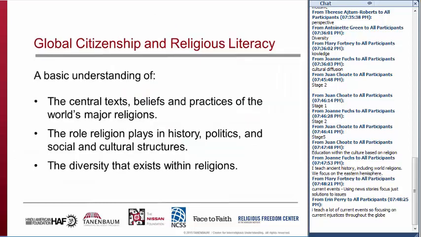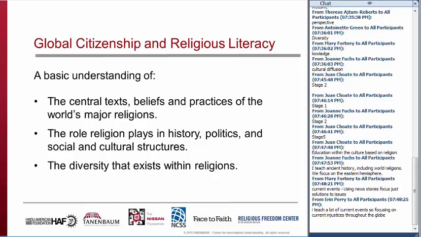When we talk about global citizenship, another opportunity that it provides is around young people having what the American Academy of Religions calls a basic understanding of the central texts, beliefs, and practices of the world's major religions. And when we talk about a basic understanding, we're not talking about people knowing chapter and verse, but we really are talking about what are the basics, what's the basic understanding of a religious tradition, knowing that there is a role that religion plays in history, politics, and social and cultural structures, and that that role is not always negative.